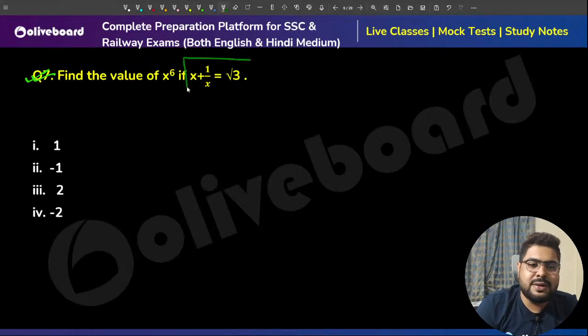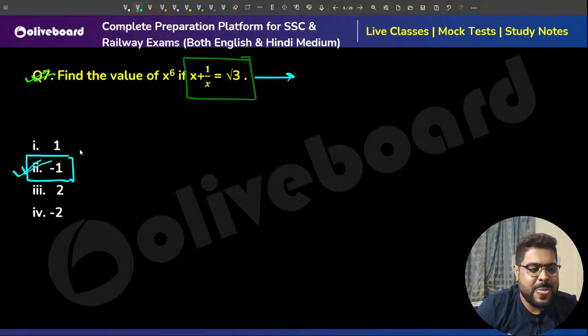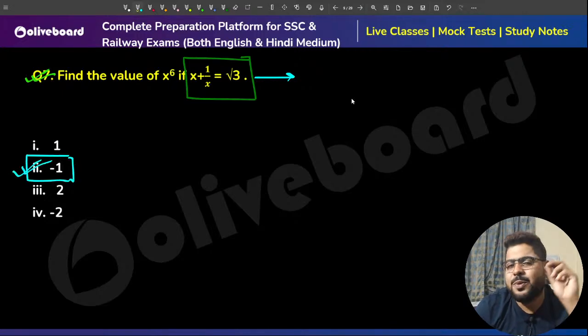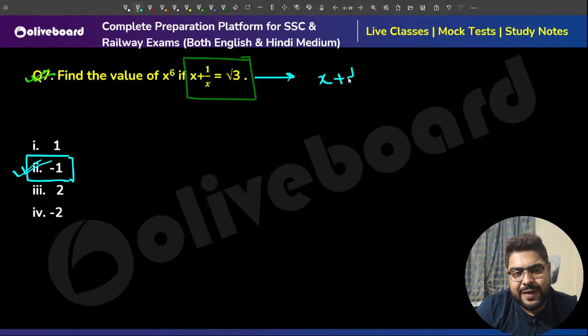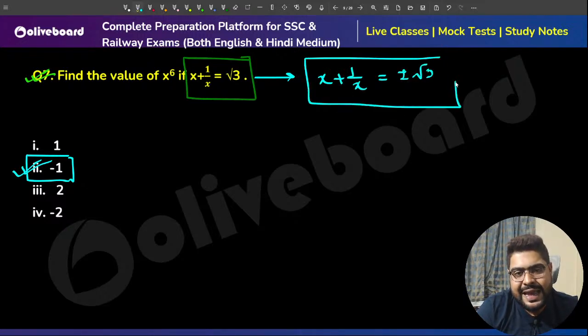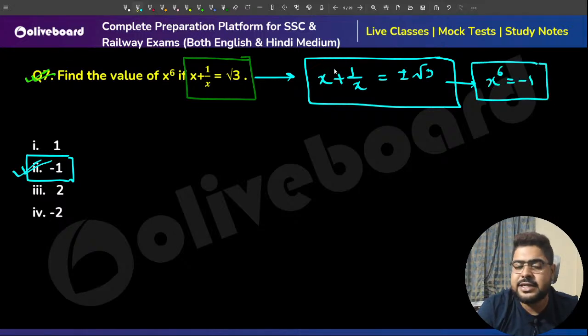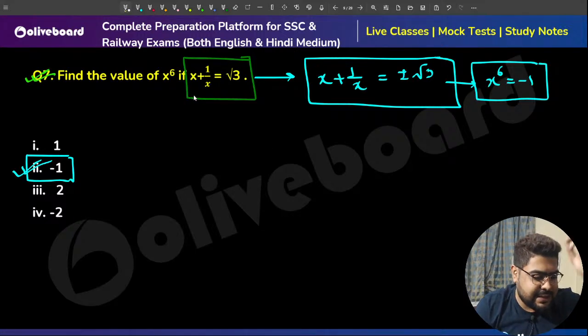Again, I don't think this I should give you. This I should give you, right? So this is a proper theory. Remember, if x plus 1 by x is equal to plus minus root 3, x to the power 6 will always be minus 1. I'm showing you the derivation. Don't worry. It is always minus 1. Remember this new way.